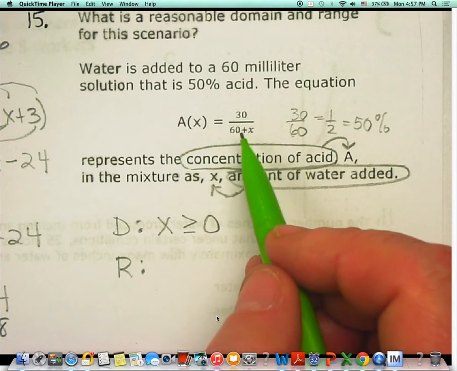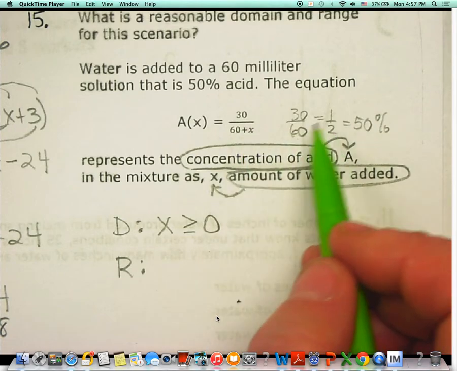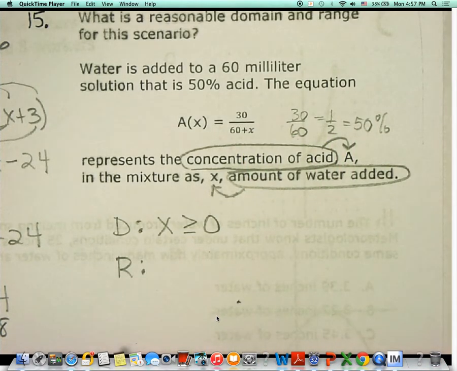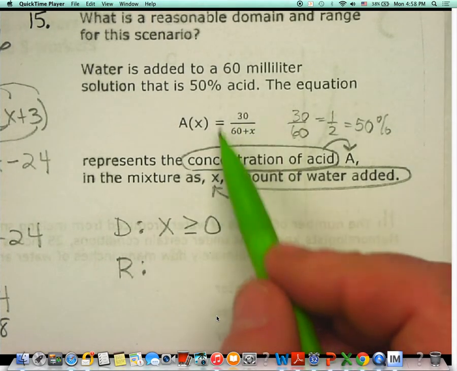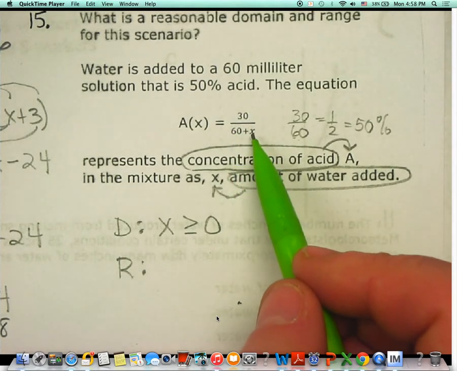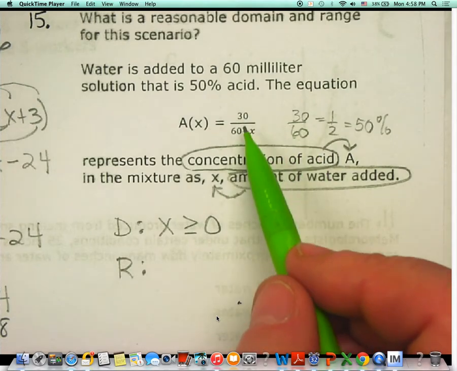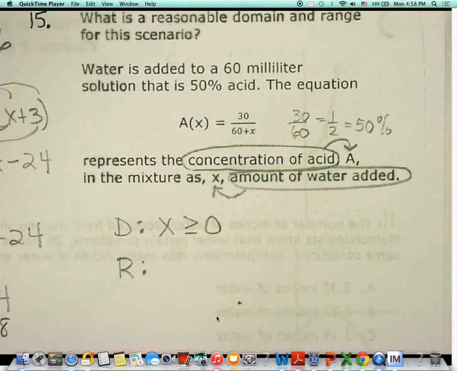Okay, so if we add like 10, then we'll have 30 over 70, which is 3/7, which is less than a half, which is less than 50%. So it'll keep going down, and the more water we add, the less concentration of acid we have. So the percent will keep going down and down and down, and it will never reach 0 because we'll always have some acid in there. Even if we add 1,000 milliliters or 10,000 milliliters of water, we'll still have a little bit of acid in there. So it'll get closer and closer to 0, but never reach it.